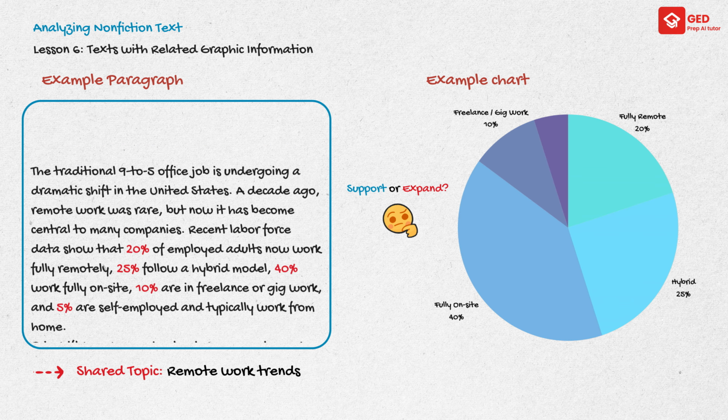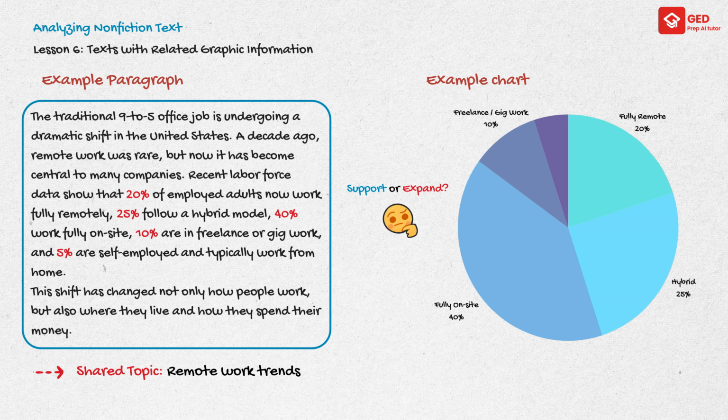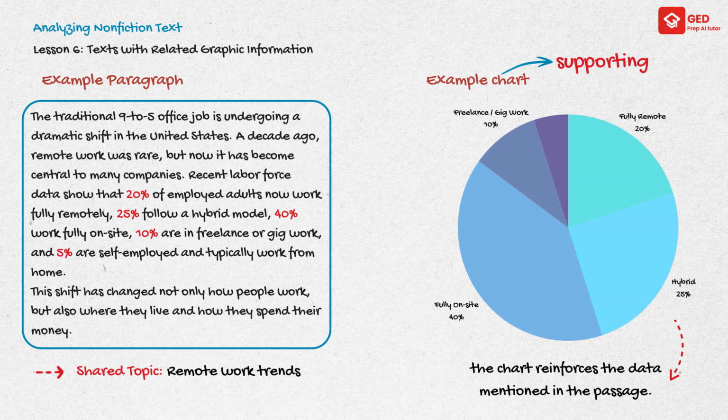In this case, the passage already mentions specific percentages: 20% fully remote, 25% hybrid, 40% fully on-site, 10% gig work, and 5% self-employed. The chart visually reinforces those same numbers. So here, the graphic is primarily supporting and clarifying the information already presented. But this is where many students make mistakes. They glance at the chart and assume it confirms the passage. On the GED, you must verify that connection. If the passage states that 20% work fully remote, the chart must reflect that same proportion. If the chart shows something different, that difference may be the key to the question.